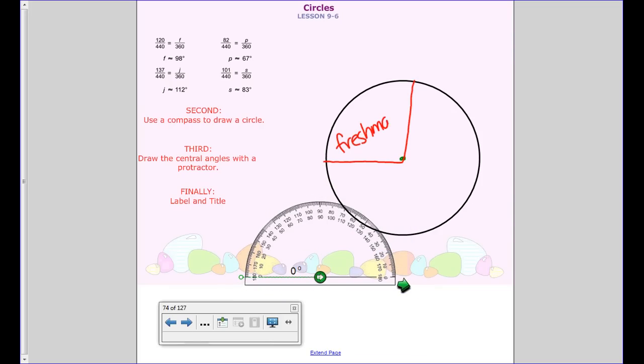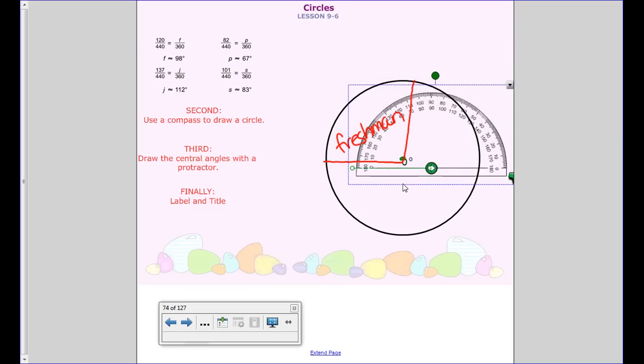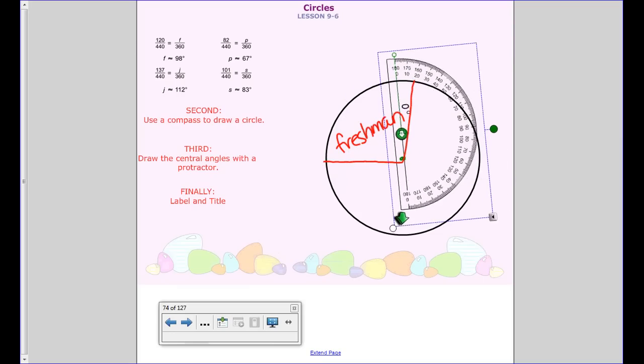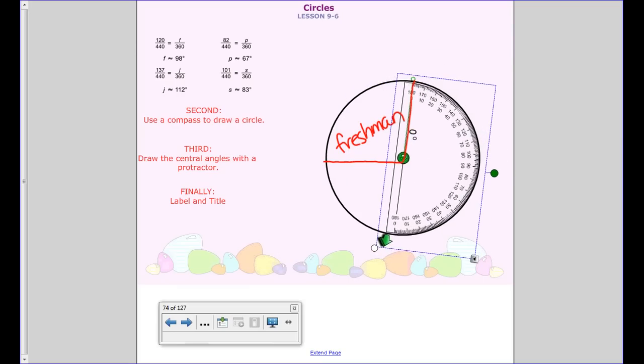And I know I say label at the end, but I like to just label it as I go. It kind of helps me out here. And then let's see here. From here, I can actually turn it so I have my next line. And I know that's not exactly straight. Of course, you are going to use a straight edge to do these, I have no doubt.